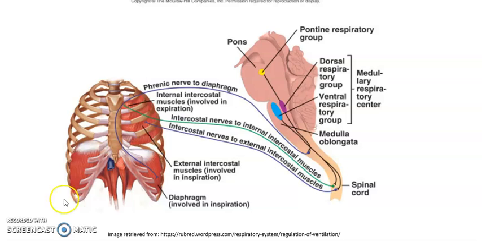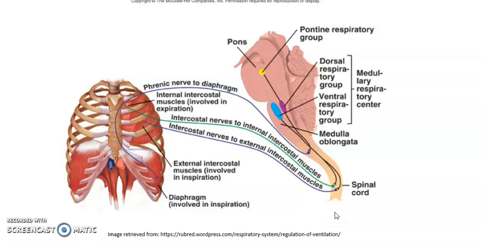So we've got the brain stem, and within that we have the special structure called the pons. We have something called the pontine respiratory group, which is going to go with our dorsal respiratory group and our ventral respiratory group. And that's going to be all-inclusive in a structure or an area called the medullary respiratory center. So this is going to go down to our spinal cord.